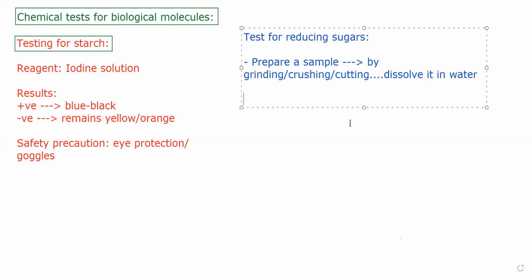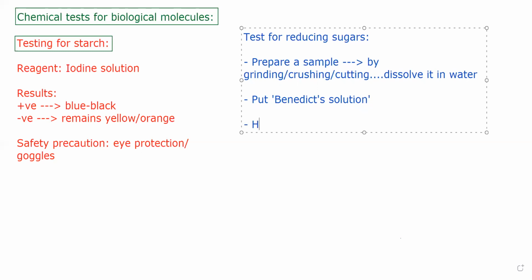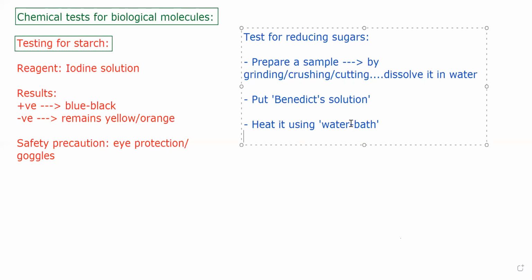After that, what are you going to do? You are going to put Benedict solution in it. Then the important point of this test is to heat it. You have to heat it using a water bath. When you mention the water bath, you are actually talking about the safety precaution as well along the way. After heating it using the water bath, now you will observe the change.